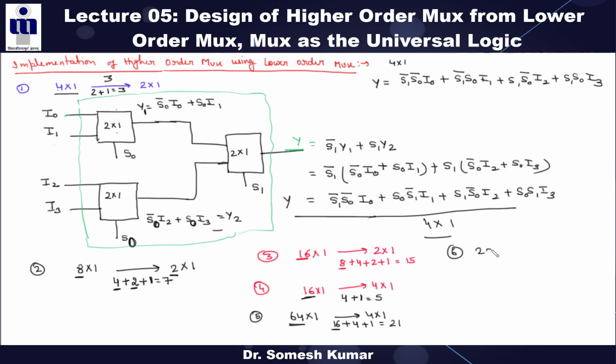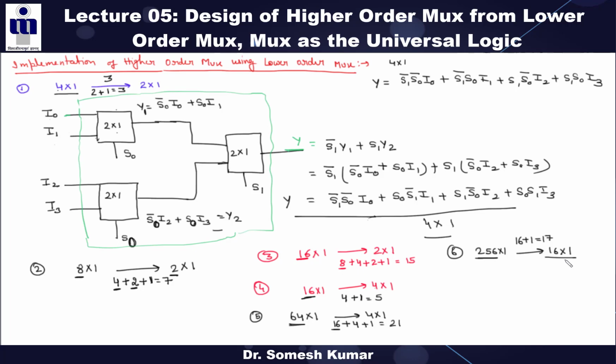For example, like a 256:1 mux. How many 16:1 mux are required to implement this, right? So divide 256 by 16, it comes 16, and divide 16 by 16, it comes 1. It means 17 16:1 mux are required to implement this, right? So this is the shortcut to find the higher order mux using the lower order mux.